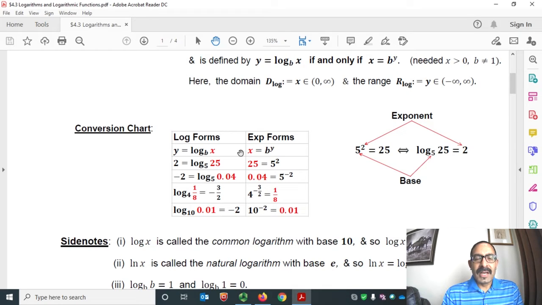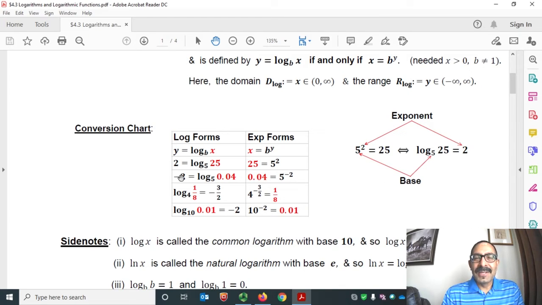So let's do some other examples. Let's say we have y is 2, x is 25, and b is 5. So 2 equals log 25 with base 5 is equivalent in exponential form to 25 equals 5 raised to the power 2. I zoom in here on our second diagram. So 5 squared equals 25, then log 25 base 5 equals 2. The base remains the same here. I hope this makes sense to you all.